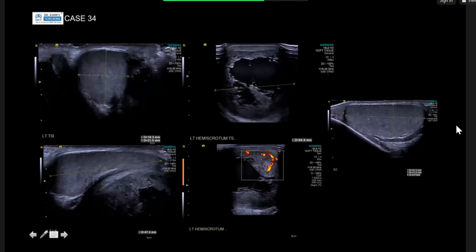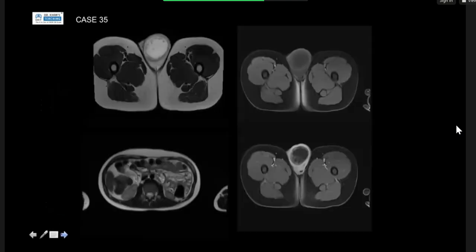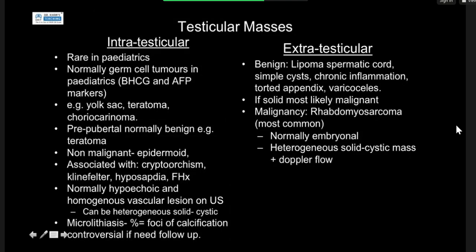We'll go on to this MR because the patient went on to have an MRI. So here you can see this is the lesion here on MR within the right hemiscrotum. So this is T1 weighted imaging. So you can see you've got this complex lesion. This is T2 weighted imaging. You've got this complex lesion within the scrotum, and then on the T1 fat sat pre and post contrast, you can see that there's enhancement within the solid components and within the wall of the lesion. And then if we come up to the abdomen, the patient also had a lymph node in the left paraaortic region. So this was a case of rhabdomyosarcoma.